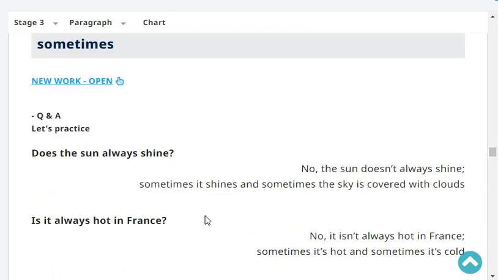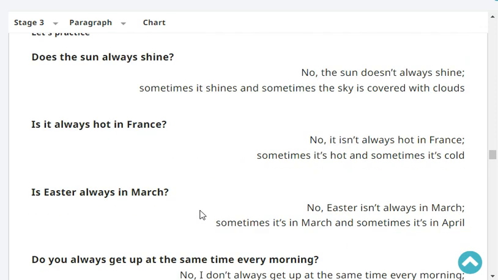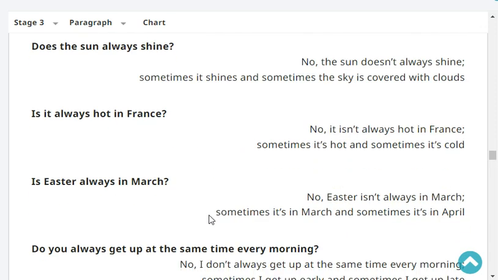Very good. Does the sun always shine? No, the sun doesn't always shine. Sometimes it shines, and sometimes the sky is covered with clouds. Very good.